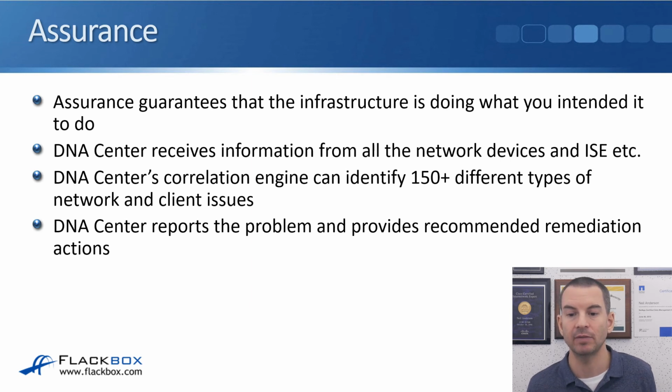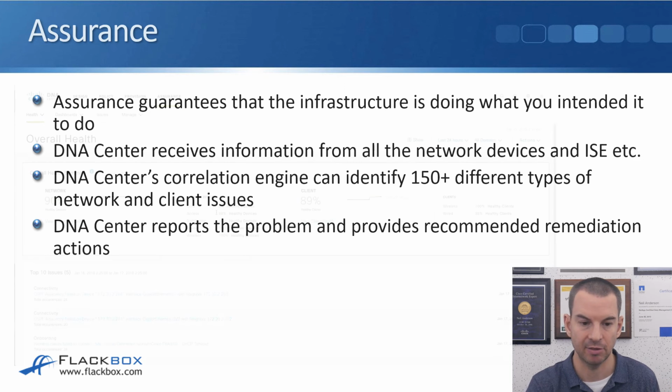So DNA Center receives information from all of the different network devices, your routers, your switches, etc. Also the ISE, the AAA server, etc. And DNA Center has got a built-in correlation engine which can identify over 150 different types of network and client issues. And because it's getting all this information from your different devices, it can correlate between them. And if it sees that things are related, that is going to give it better information to report to you as well. The DNA Center then reports the problem, and it will also provide recommended remediation actions.